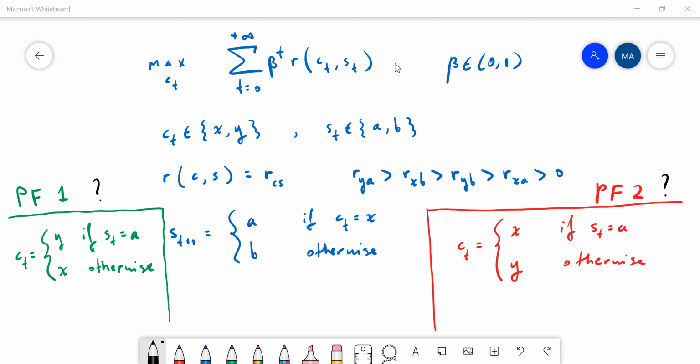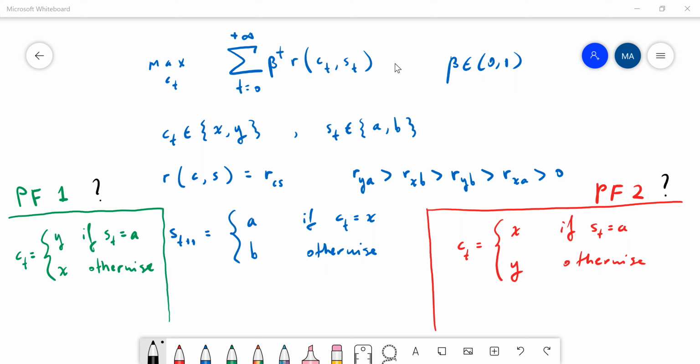So at state A, the reward you get by choosing control Y is the largest. Then the second largest is state B, control X. Then the third largest is state B, control Y. And the lowest level, which is still greater than 0, is that in state A, you choose X.